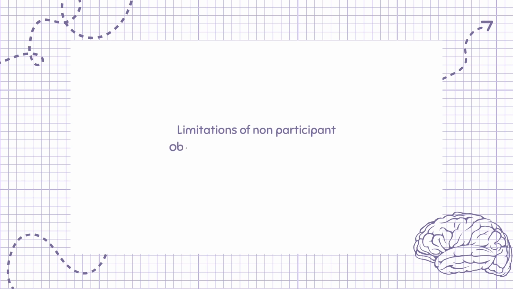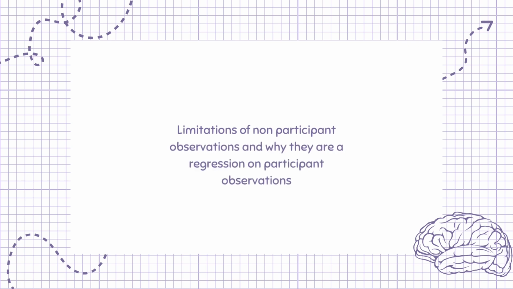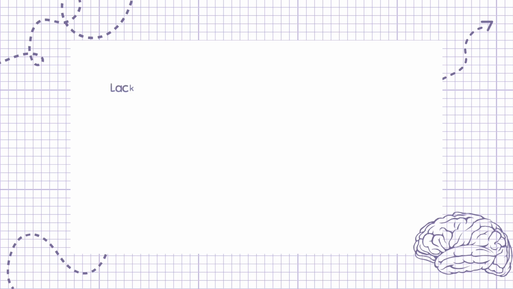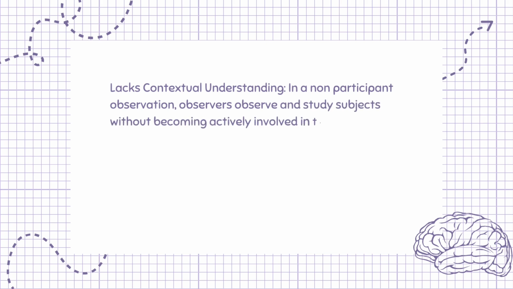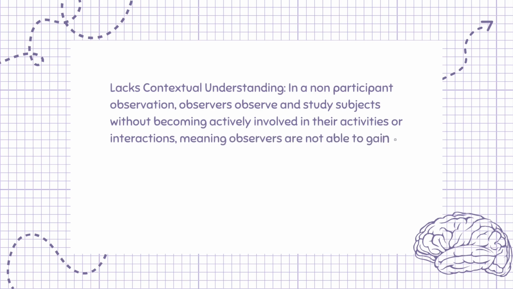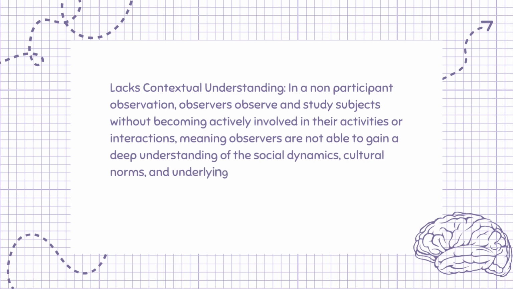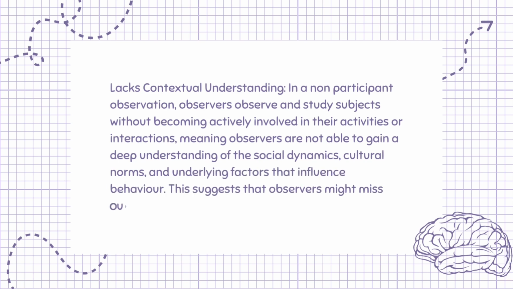Limitations of non-participant observations and why they are a regression on participant observations. Lacks contextual understanding. In a non-participant observation, observers observe and study subjects without becoming actively involved in their activities or interactions, meaning observers are not able to gain a deep understanding of the social dynamics, cultural norms, and underlying factors that influence behavior. This suggests that observers might miss out on the context behind behaviors.